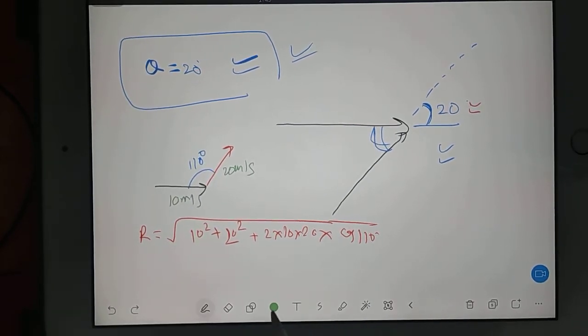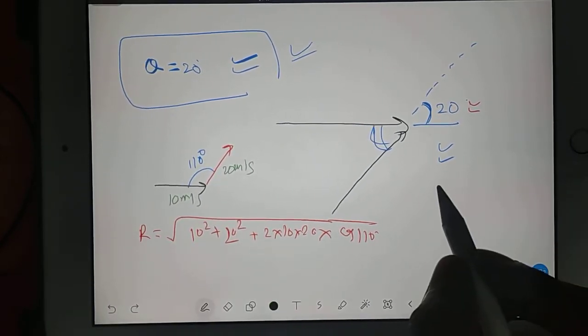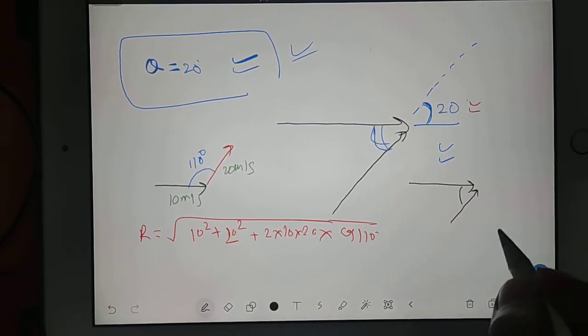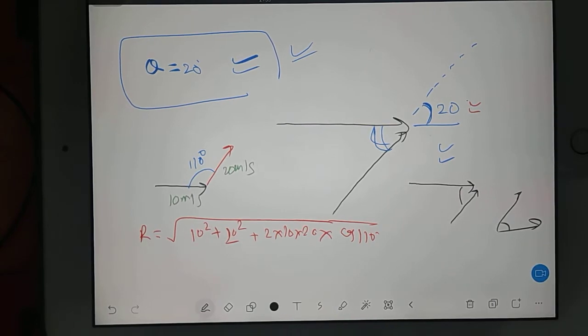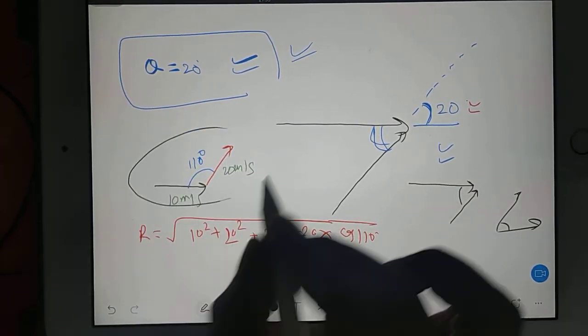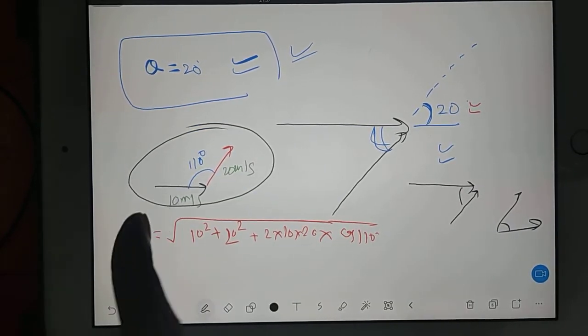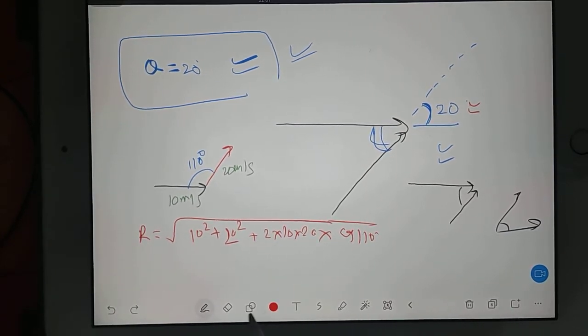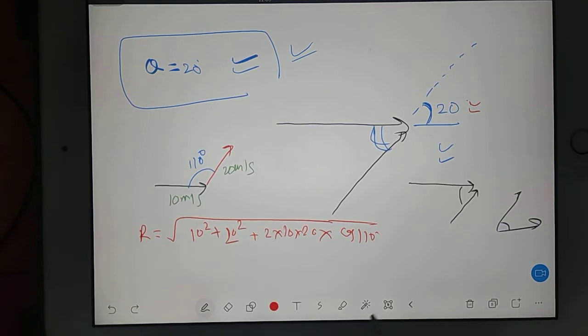So I hope you got my logic. Theta should be taken only if the heads of the vectors are touching each other or the tails of the vectors are touching each other. But in this question, you see, whether that angle is acceptable or not, how will you make sure? There is a way. What is the way? You make them so that both touch each other.